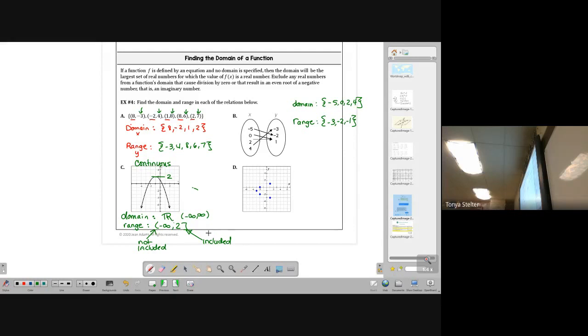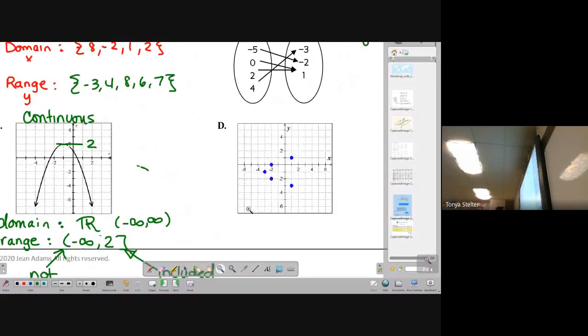All right, and then D is similar to A and B, except it's actually plotted on a coordinate plane. So you have to figure out what those ordered pairs are. You can either write down what each of the points are and do it that way, or you can just try and not mess up when you look. So I see a 1, I see a -2, I see a -3, I see another -2, but I don't have to include that, and I see another 1, I don't have to include that.